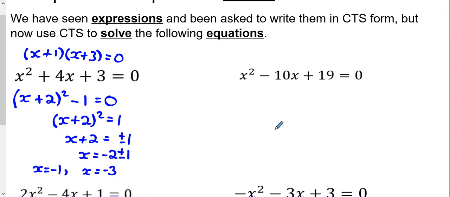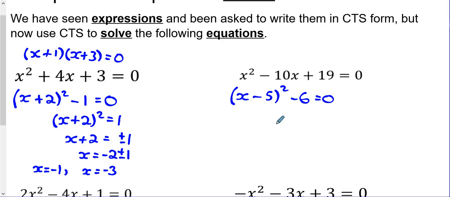This next one won't give us such nice solutions. Here, it's difficult to factorise. Numbers that multiply to give 19 will just be 1 and 19. We can't make those add up to 10. So completing the square could be the way to go. Okay, so we're going straight into it because there's no number here. We just need to half this term. 5 squared is 25. We need to change that 25 into a 19. So we'll just subtract 6. That's completing the square done.